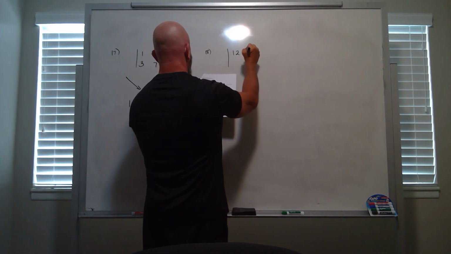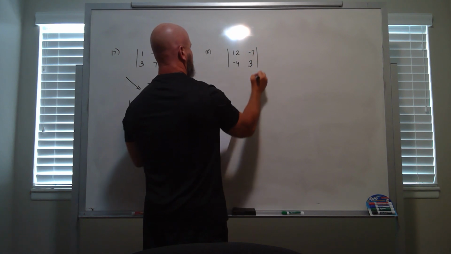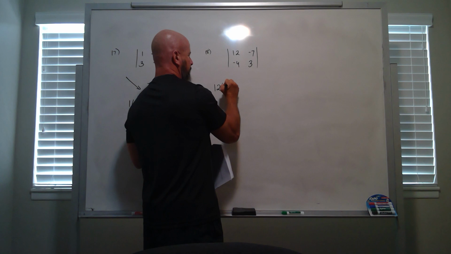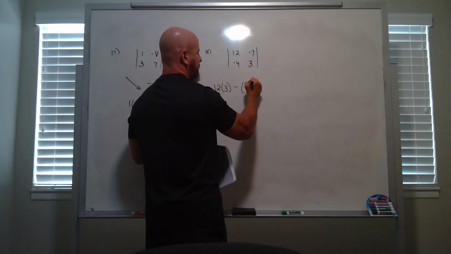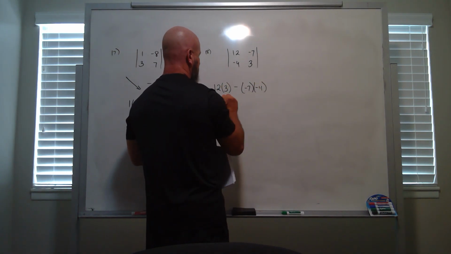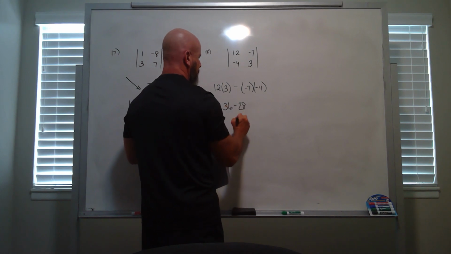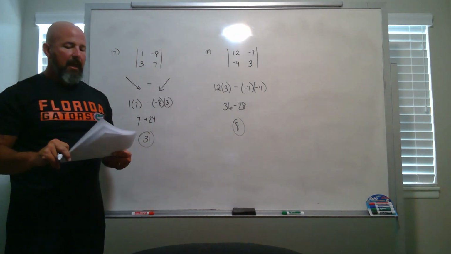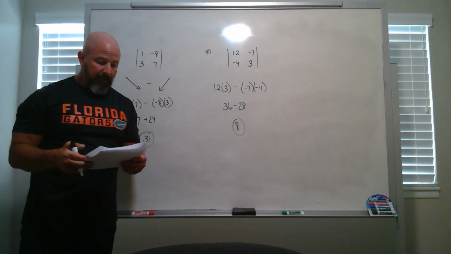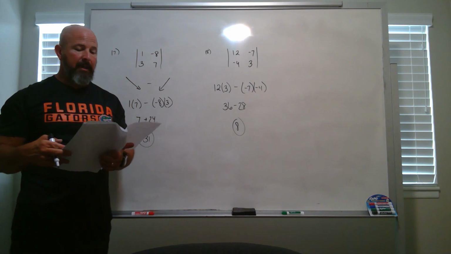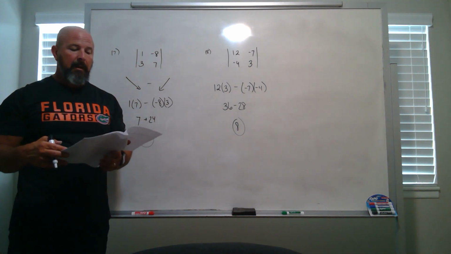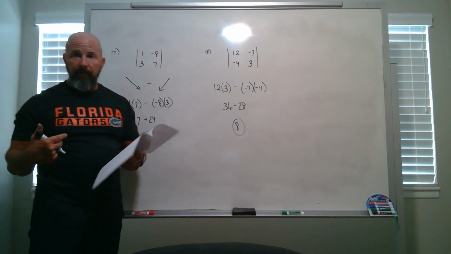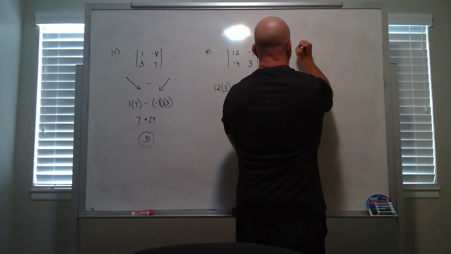See, 12, -7, -4, 3. So we're going to go down diagonally, 12 times 3, minus -7 times -4. So that's 36 minus 28 is 8. And then 19 is telling me that the 2x2 determinant value is 8. So since that 2x2 determinant value is 8, I need to now solve for x. So kind of a little bit different take.